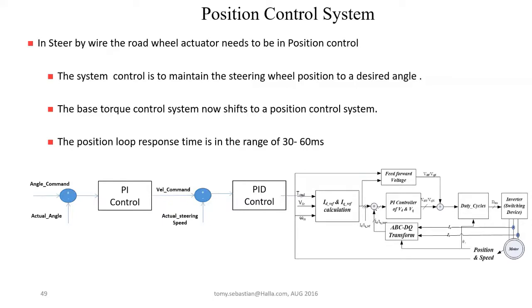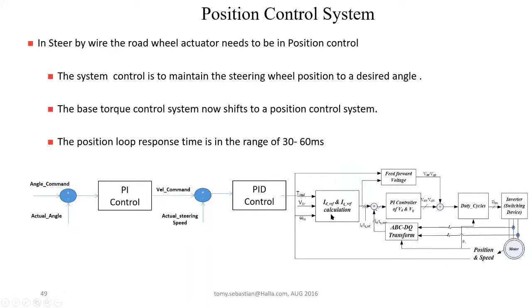In steer by wire, the road wheel actuator needs to be position controlled. So you can quickly see that the one I talked about before for EPS was this half of it. To that, we got a torque command and we are applying the torque to achieve the torque, which came from the driver directly. Now that torque command is going to come from position control. So we add this type of control to it. For that control, we get an angle command. We have that actual angle. We have a PI control and PID control for taking that angle to velocity and then velocity back to torque command. And this part remains the same.